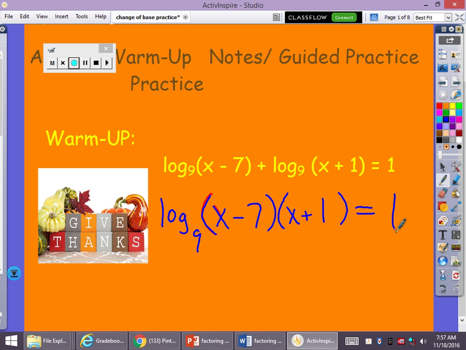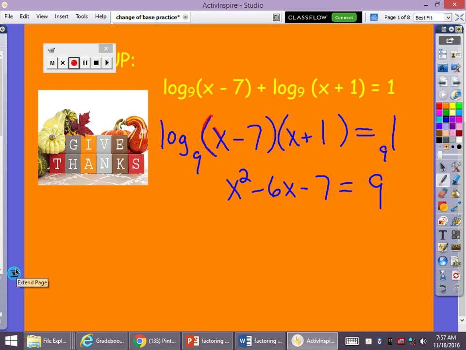Now, to get rid of the log when it's on one side, I do the E trick. So then it becomes x squared minus 6x minus 7 equals 9, because 9 to the first power is 9. Everyone with me? x squared minus 6x minus 16 equals 0, because whenever I have an x squared, it needs to equal 0 for me to solve.